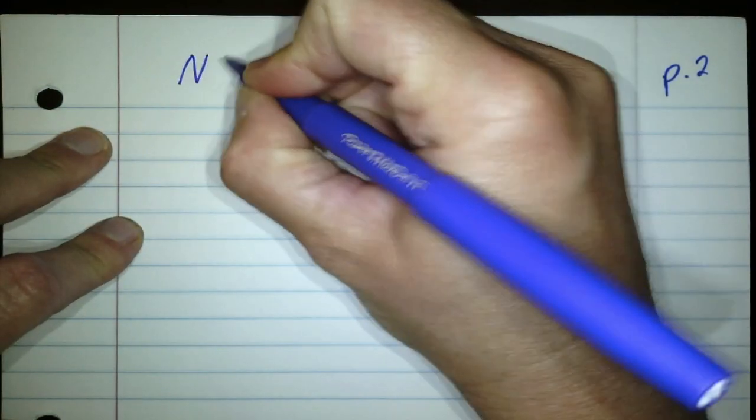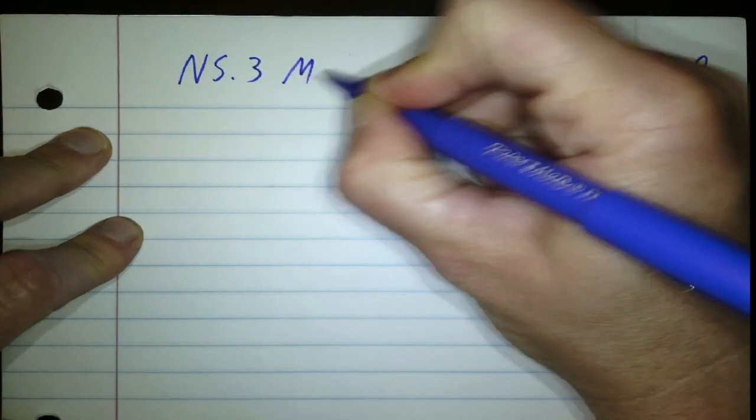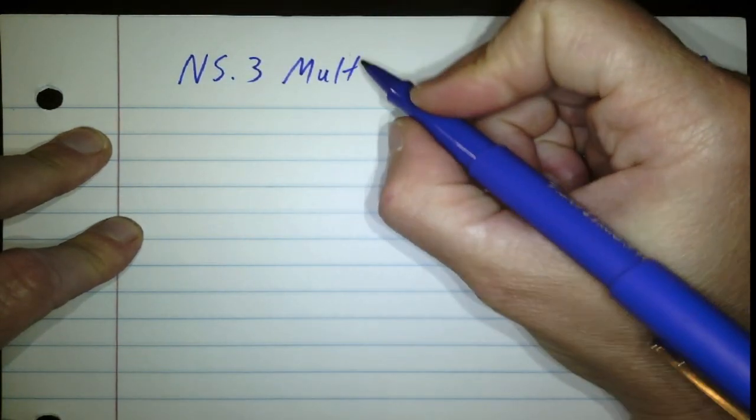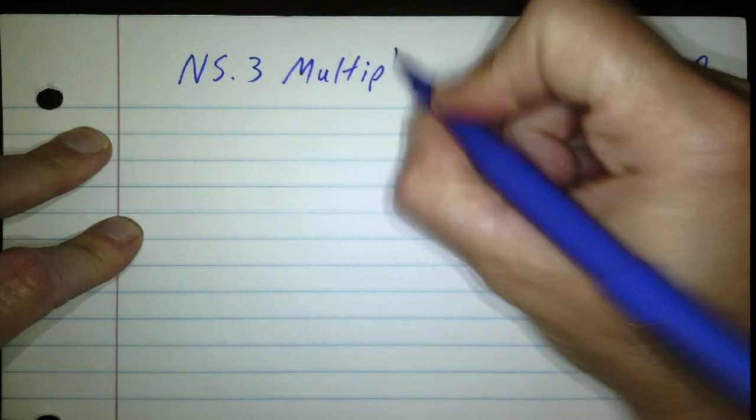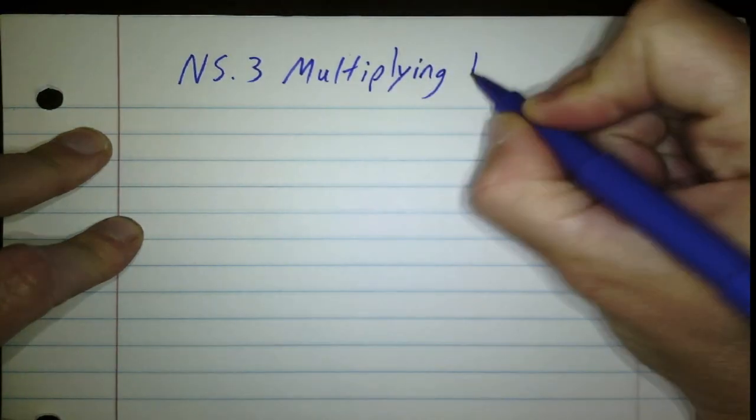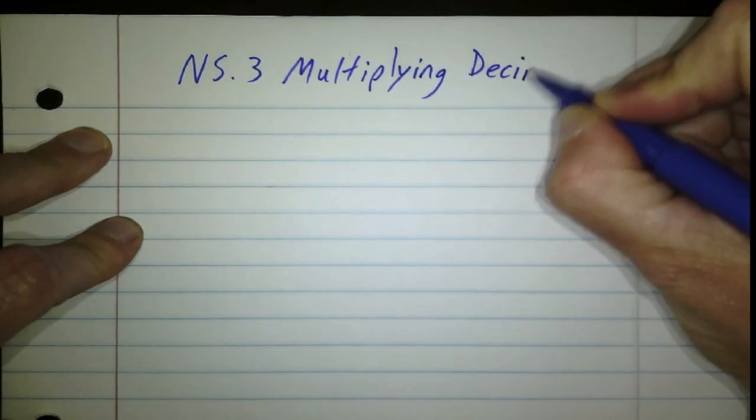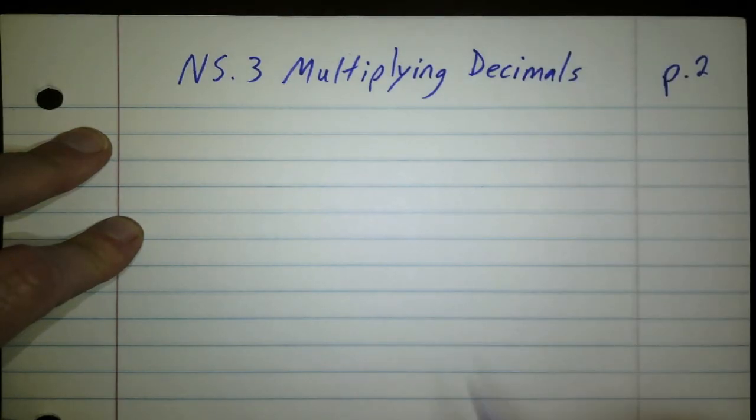2 in our notes. We're going to continue taking notes today. I'm using black and purple for my colors. At the top, I'd like you to write with me. NS.3, we are multiplying decimals. Again, if I go too fast at any point in time, you can always pause the video.